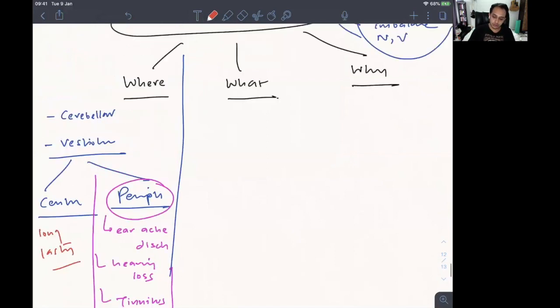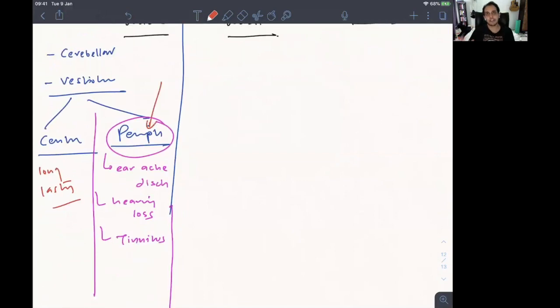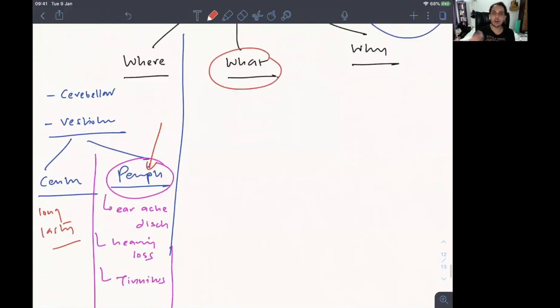Then coming to what is the lesion? So now that we have diagnosed, supposing we diagnose that it is a peripheral vestibular problem, then we talk about what is the lesion. It can be a destructive lesion or an irritative lesion. And the way we find this out is that in a destructive lesion, the other side will push, and in an irritative lesion, the pathological side will push.